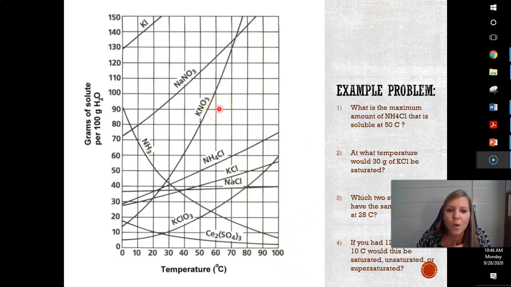The first one says, what is the maximum amount of NH4Cl that is soluble at 50 degrees Celsius? Don't get freaked out. I know there's a lot of lines, but let's look for NH4Cl. This is the line I'm looking at. It wants the maximum amount, so the saturated amount of this substance that is soluble at 50 degrees. My temperature's at the bottom, 50 degrees. We're going to go up until we hit the line we're looking at, and it's asking for the maximum amount, so let's look for a measurement. This is going to be 50 grams.